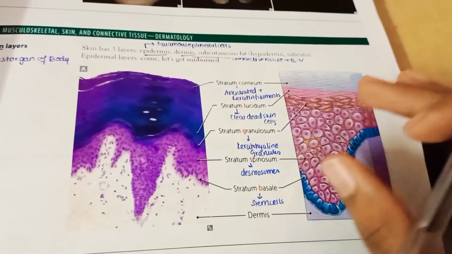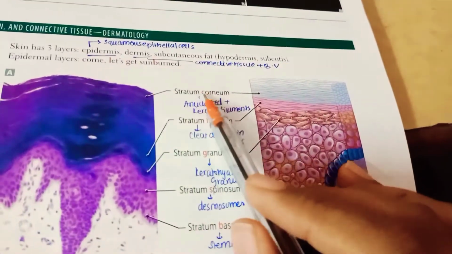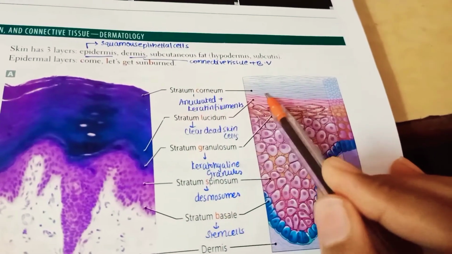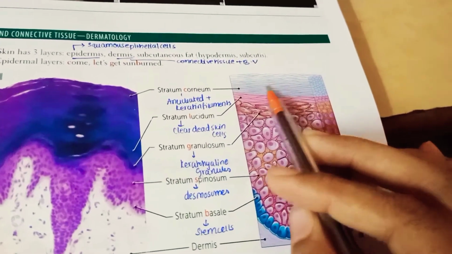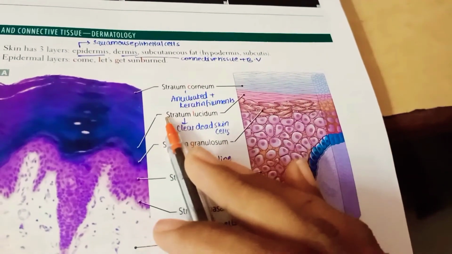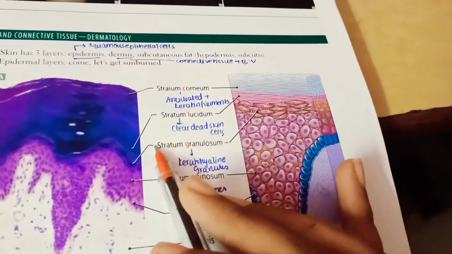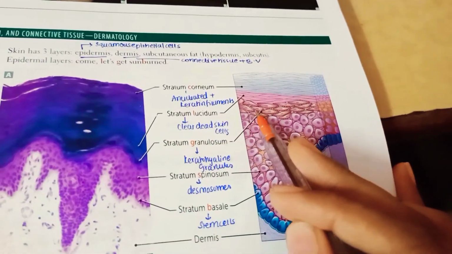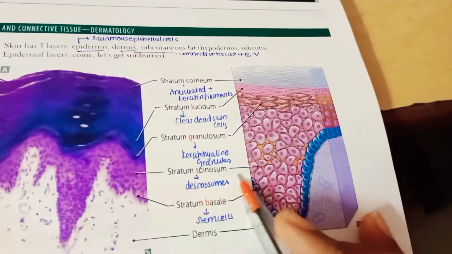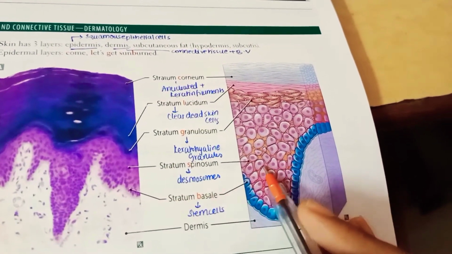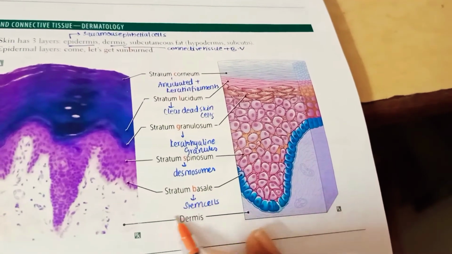Actually, epidermis is made up of squamous epithelial cells, and the first layer in the epidermis is stratum corneum, which contains anucleated cells. See, no nucleus, and keratin filaments are present. Next, coming to stratum lucidum, we can see a clear dead skin cell layer. Next, stratum granulosum, which mainly contains keratohyalin granules. Next, stratum spinosum, which has desmosomes. Next, stratum basale, which leads to formation of stem cells.